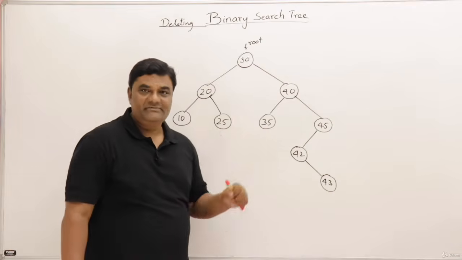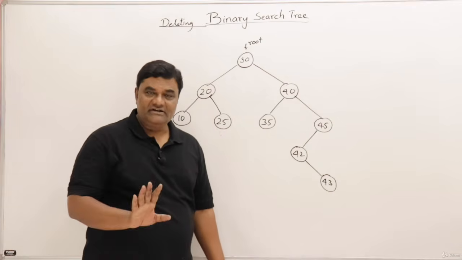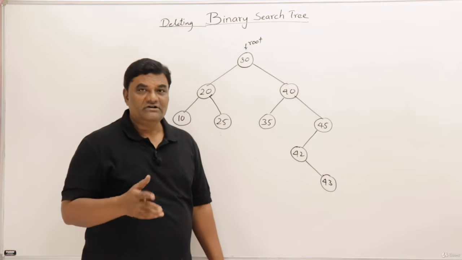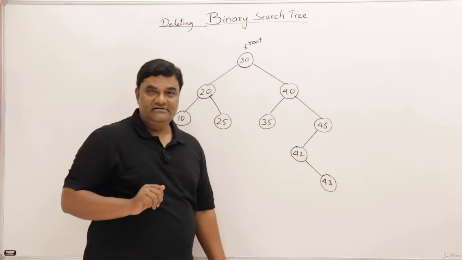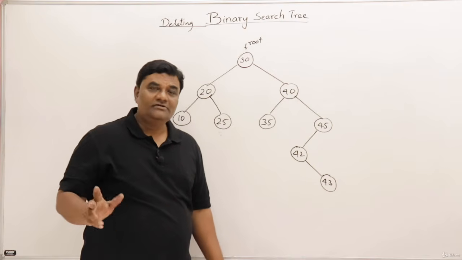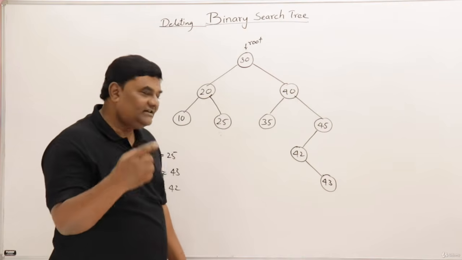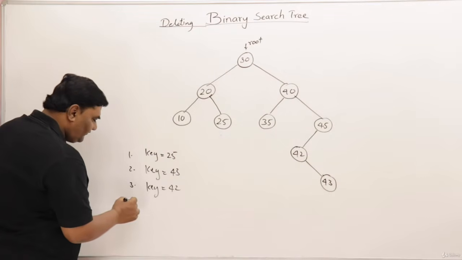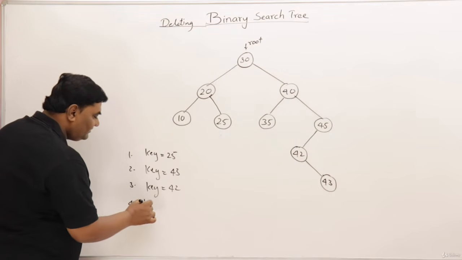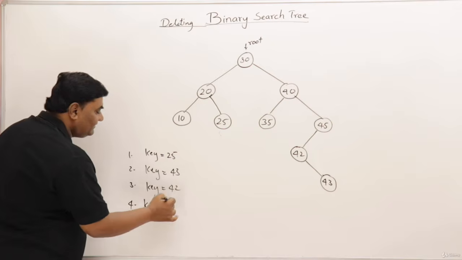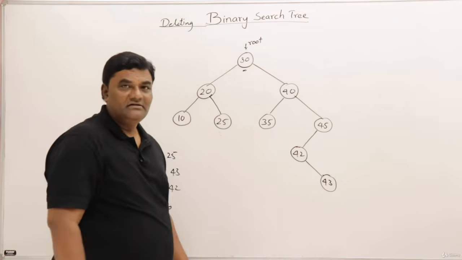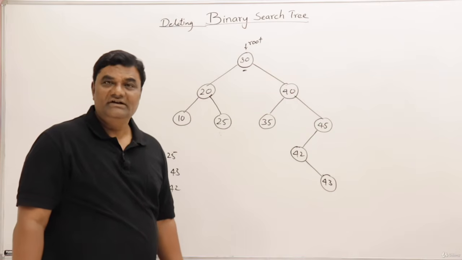So again back to the same tree. The procedure we have learned so far is, if you want to delete, search for the key. If found, then delete the key. If it is not having any children, no problem. If it is having one child, then let that child take its place. Now what if I want to delete key 30? I want to delete this. Then after deletion, who will take its place?